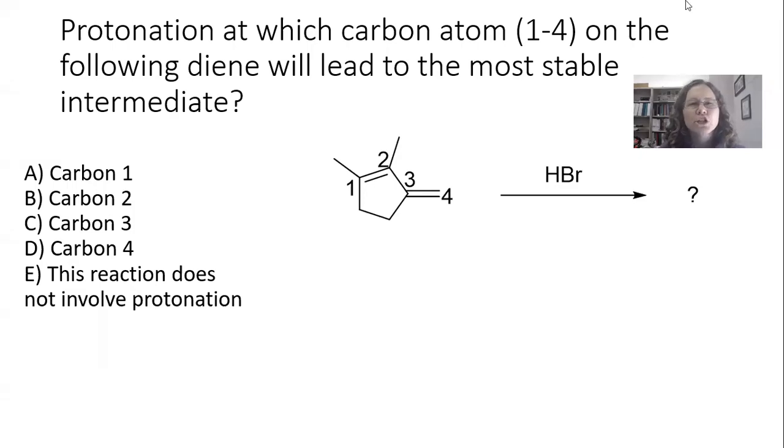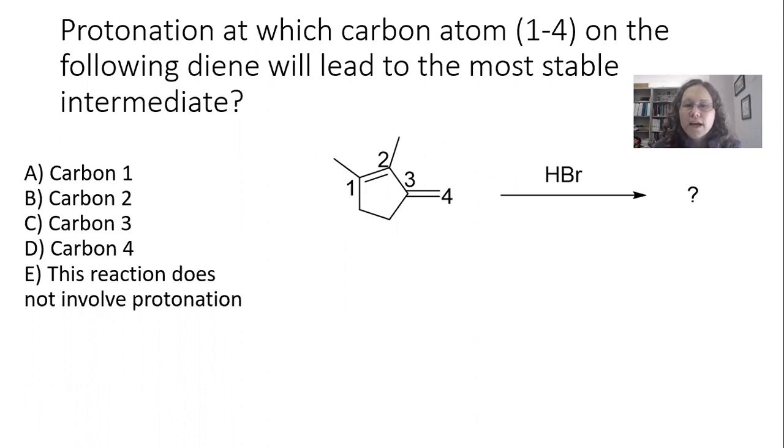Question asks, protonation at which carbon atom, 1 through 4, on the following diene will lead to the most stable intermediate? So this is part of an electrophilic addition reaction, and determining the most stable intermediate is really important for figuring out what the final product will be. So in order to do that, we have to do the first step of the reaction.